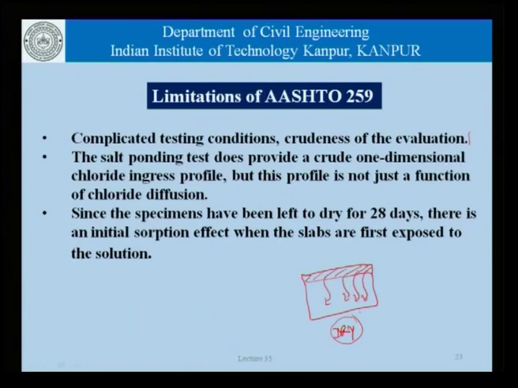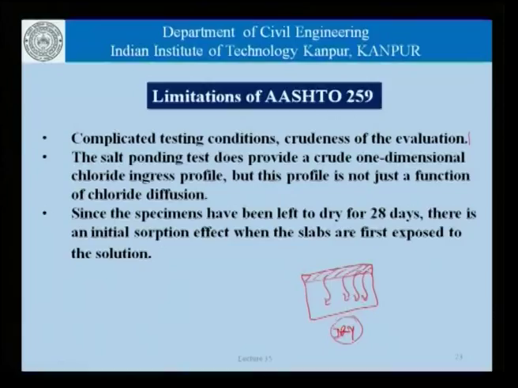The salt ponding test does provide a crude one dimensional chloride ingress profile, but this profile is not just a function of the chloride diffusion. And since the specimens have been left to dry for 28 days, there is an initial sorption effect when the slabs are first exposed to the solution.